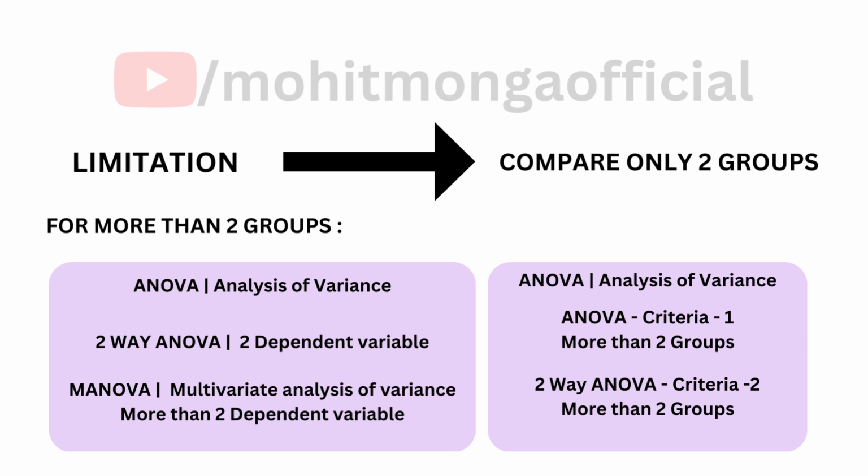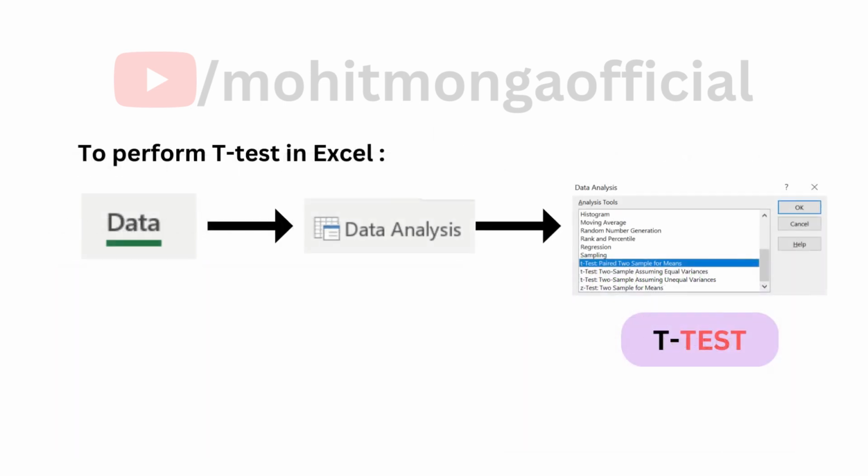For more than two groups we use ANOVA and MANOVA. ANOVA is analysis of variance. MANOVA is multivariate analysis of variance with more than two dependent variables. In ANOVA, criteria is one, more than two groups. Whereas in two-way ANOVA, criteria is two, more than two groups. To perform t-test in Excel, just go to the Data tab, select Data Analysis. There are options available out of which select t-test, ANOVA, ANOVA two-factor with or without replication.